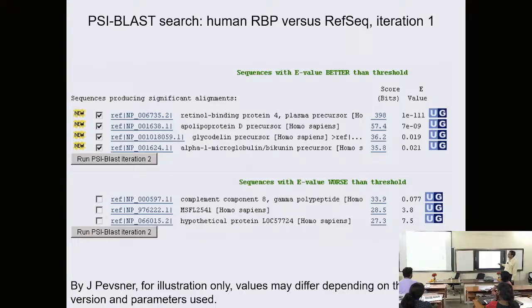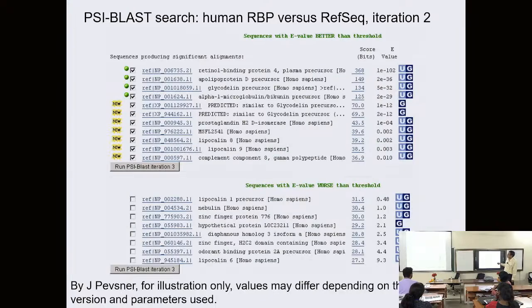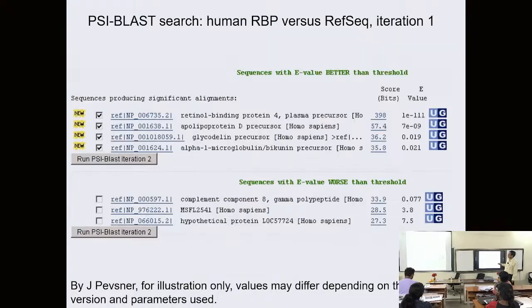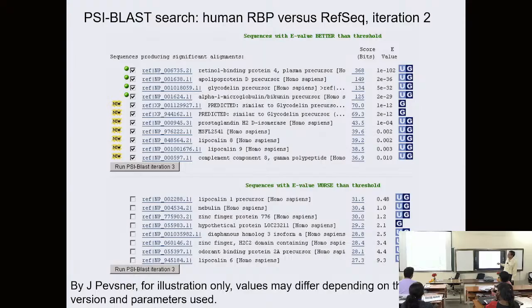In the second iteration, the E value improved from 0.07 to 0.01. So it got included, a sequence with E value better than the threshold. So the threshold, I think, is 0.05. So it got included.